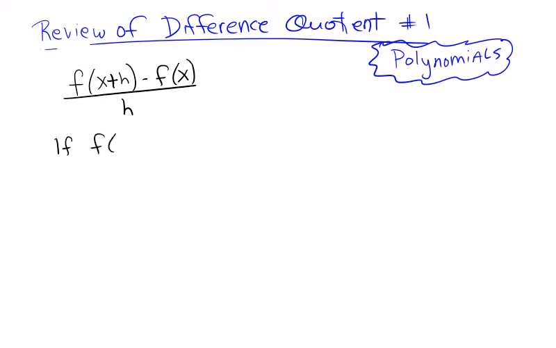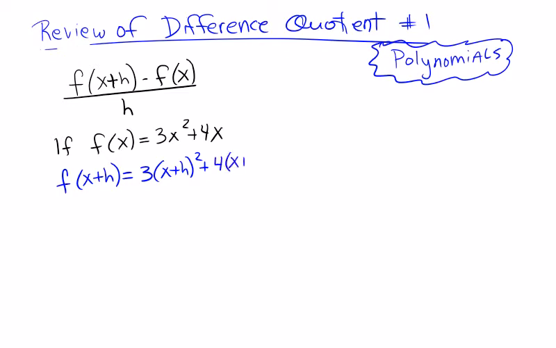If f of x is equal to 3x squared plus 4x, we want to evaluate the difference quotient. One of the first things that we need to do is find f of x plus h. So f of x plus h means that we are going to put x plus h where the x is. So that means we're going to get 3 times x plus h squared plus 4 times x plus h.